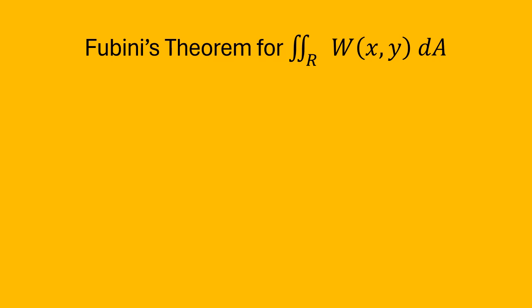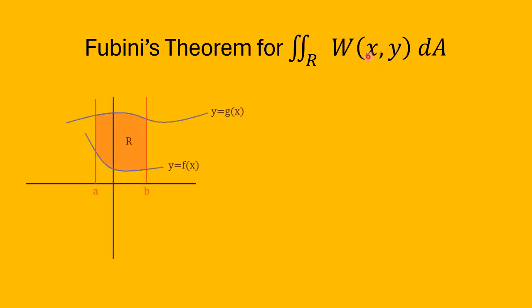Let's look at a version of Fubini's theorem for evaluating the following double integral. The double integral over a region R of a function w of x and y dA. So here's the picture. We have a horizontal x-axis, a vertical y-axis, and the region R is defined the following way. R is a set of xy such that x is between a and b, and y is between f of x and g of x.